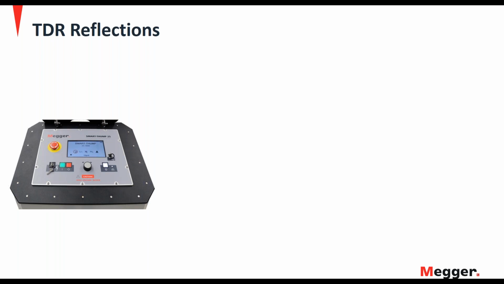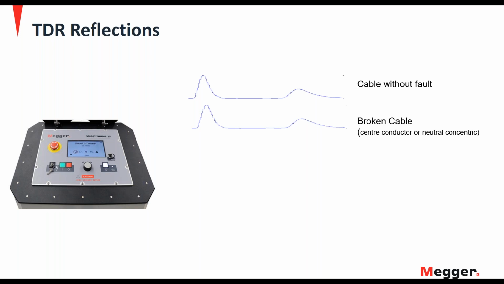But before we do, a quick review of the common TDR reflections. The most common reflection would look like this. This is just looking to the far end of a cable without a fault. Now you'll notice this one looks exactly the same. That's what a broken cable looks like.